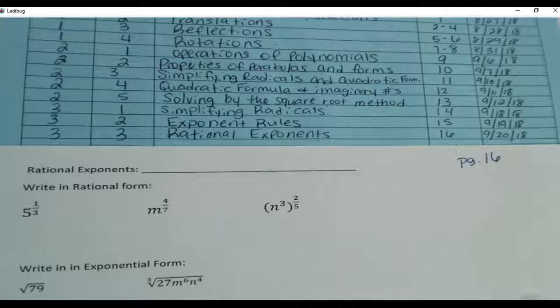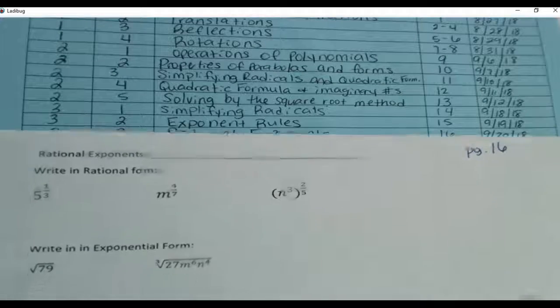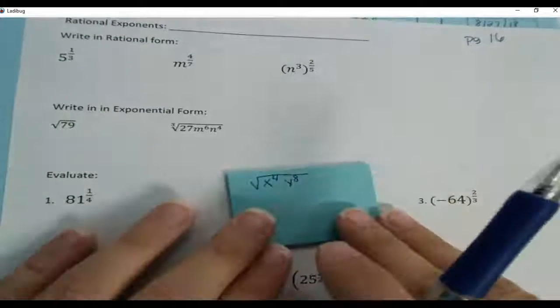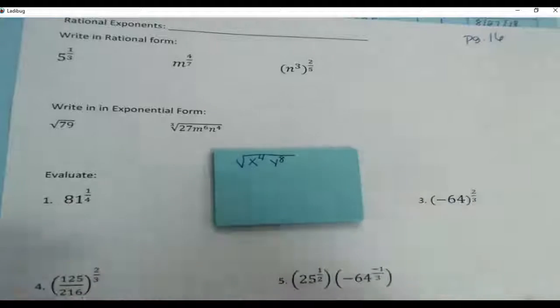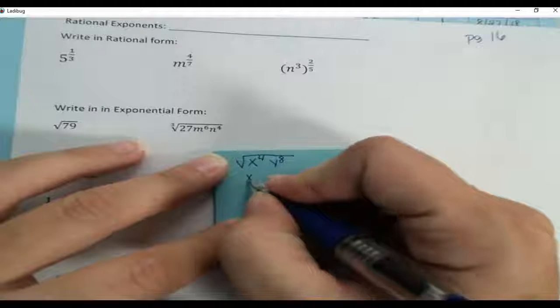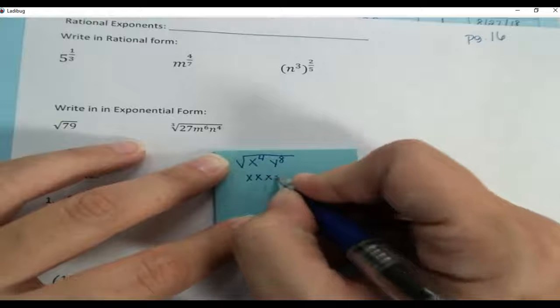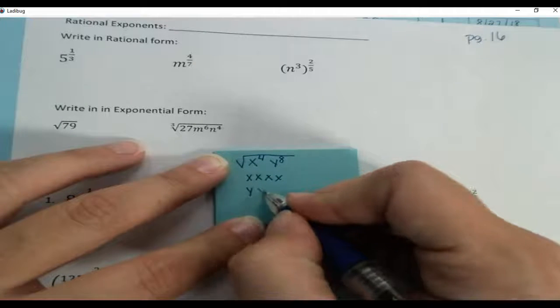So when we're talking about rational exponents, we're taking the simplifying radicals that we did on Tuesday and the exponent rules that we did yesterday, and we're putting them together. Just to review, let's say we had this problem, square root of x to the 4th y to the 8th. On Tuesday, we listed out how many we had. We have 4 x's and we have 8 y's.